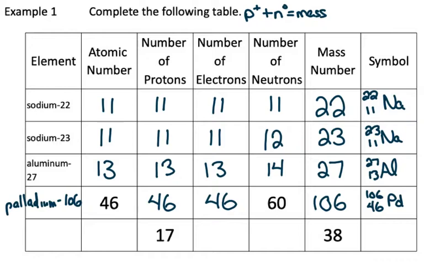Last element, we have 17 protons, which means we also have an atomic number of 17 and 17 electrons. The number of neutrons we get from mass number minus protons, which would be 21. Looking at the periodic table, we need something with an atomic number of 17. That is chlorine. So the element name would be chlorine 38, putting the mass number with it. And the symbol would be 38 17 Cl.